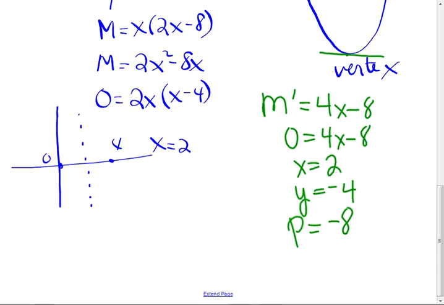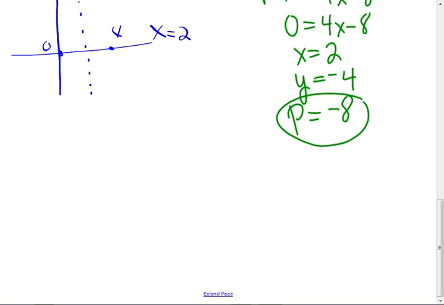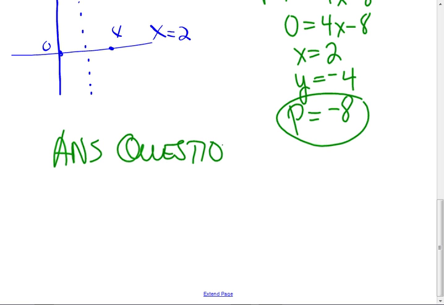But let's look at the choices. The choices are negative 8, but they also have negative 4, and they also have 2. So you have a couple of distractors there, because it's asking not for the y value, but for the product. Answer the question. The day before the exam, I'm going to remind you: don't use the word it, and answer the question.